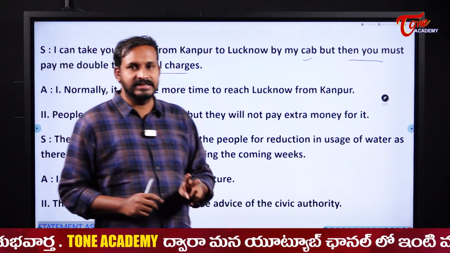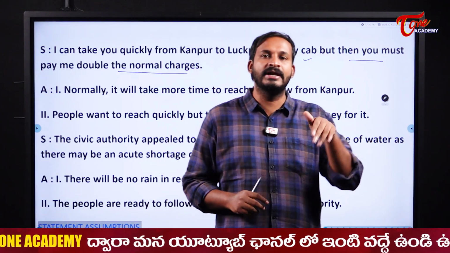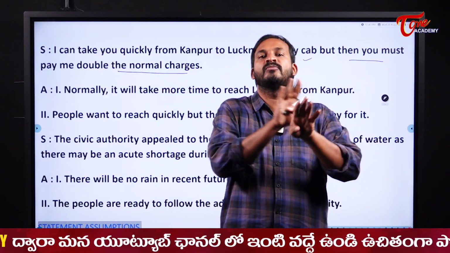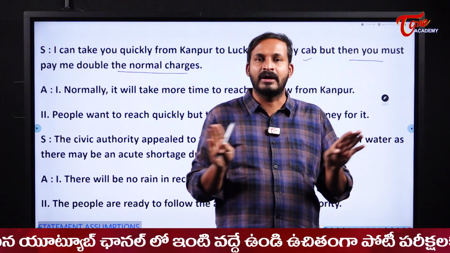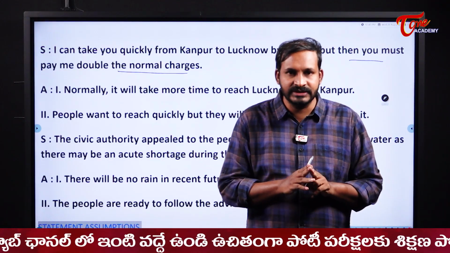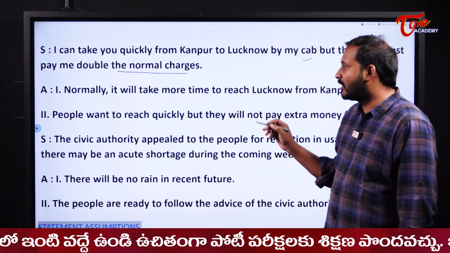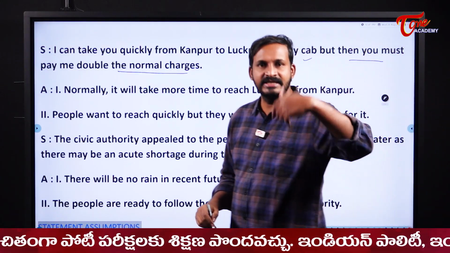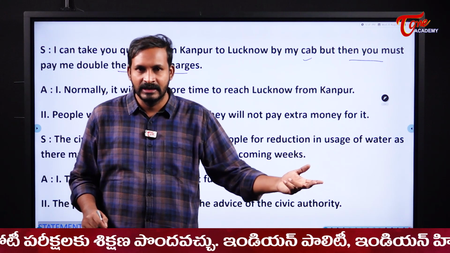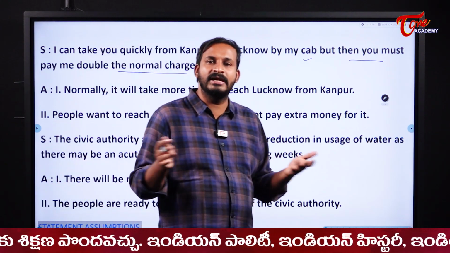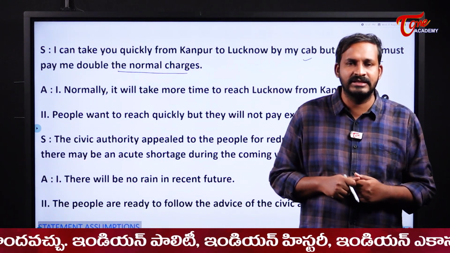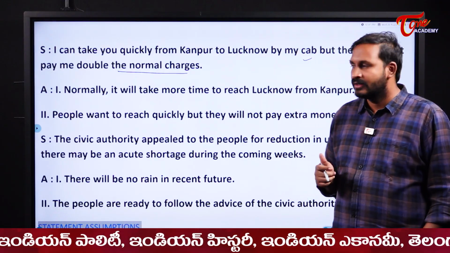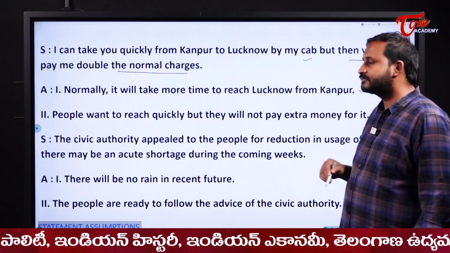And the second assumption is, yes, there are some people who are ready to pay double the charges. That is the reason they are moving quickly from Kanpur to Lucknow. That is the two things which we can make. Now, first one, normally it will take more time to reach Lucknow from Kanpur. Yes, that is the reason he is telling that I will take you quickly. If it takes equal time normally and presently, why is there a chance of asking double the payment? So yes, that is correct.